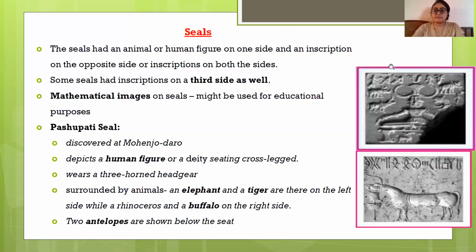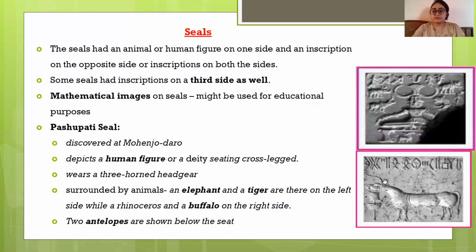ठीक है, Pashupati seal में क्या क्या है, सारा का सारा उसका description है. First of all, it is found in Mohenjo-daro. There is a human figure who is sitting cross-legged. He is wearing 3-horned headgear. We have animals surrounding the figure: elephant, tiger, buffalo, and rhinoceros. Then also 2 antelopes are seen below his seat.